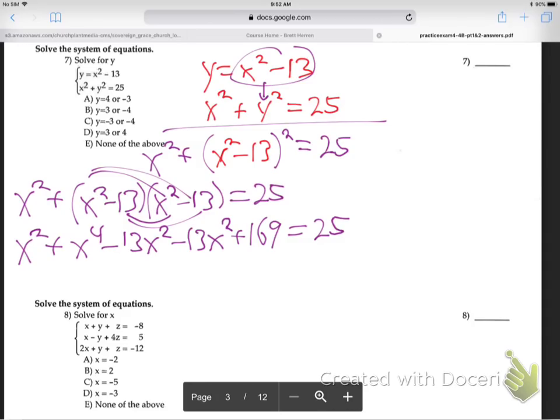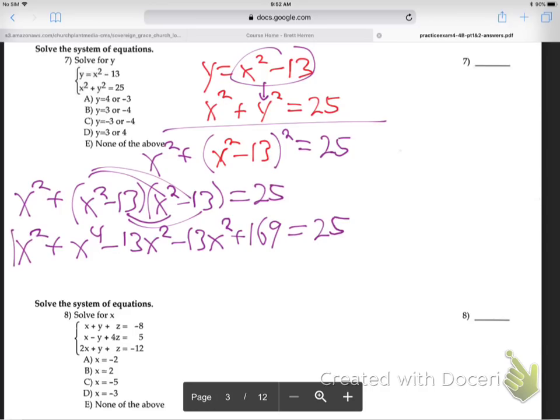Like, you can do it the other way. Like, you can do it like x squared equals y plus 13, and you plug that in. Oh, that is easier. A lot better. I like your plan, yeah. I'm going to finish up this way, but that's a good thought. I see what you mean. That would be better. All right, let's keep going.